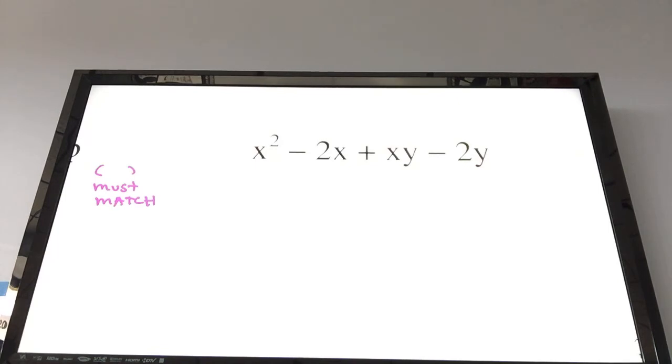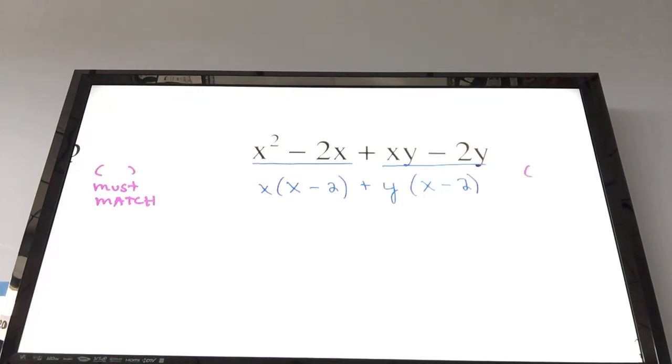Second question. Common factor from my first 2 terms is x. X divided into x squared is x. X into minus 2x leaves me minus 2. Common factor from the second 2 terms, positive y. Y divided into xy leaves me x. Y divided into 2y, minus 2.